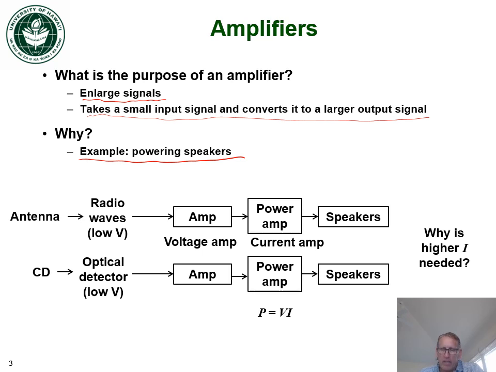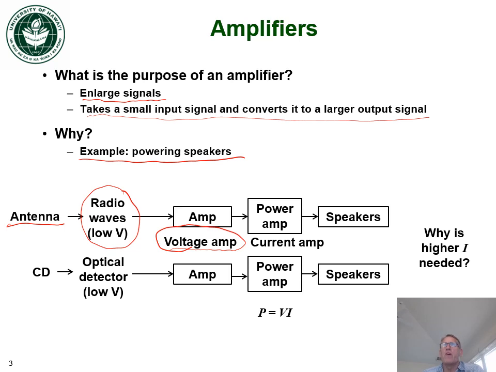They clearly need to amplify the signal to drive the speakers. So one example might be if you have an antenna for a radio, like you would have on a cell phone. The antenna picks up the signal of interest. These radio waves typically have a very low voltage associated with them. They're typically very small signals. You would then use a voltage amplifier to boost the voltage. And then you'd actually need a separate type of amplifier to drive the speakers. And this might be called a power amp or a current amp.